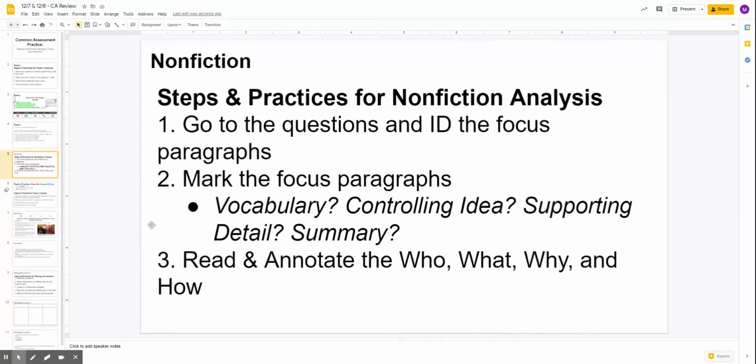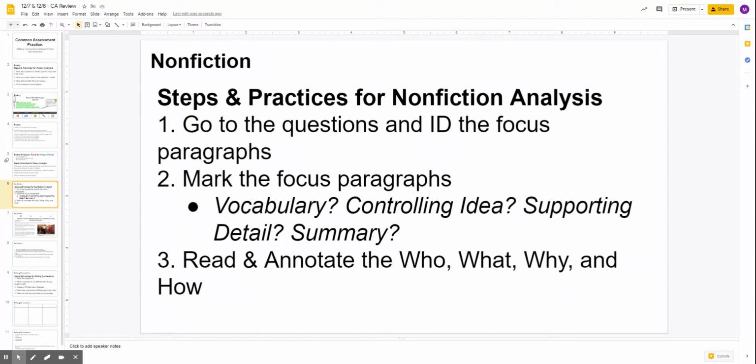Today, we're going to do some quick practice and reminder about how to annotate nonfiction, specifically for a common assessment or a test. So let's take a look at the steps that we need to take to really understand a passage and make sure we can communicate our understanding on the questions by getting them right.